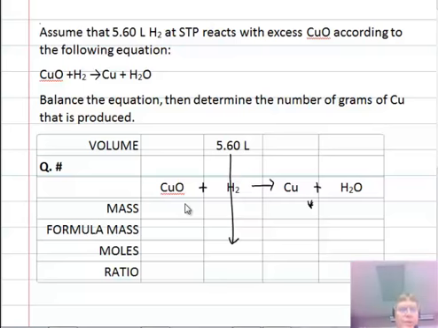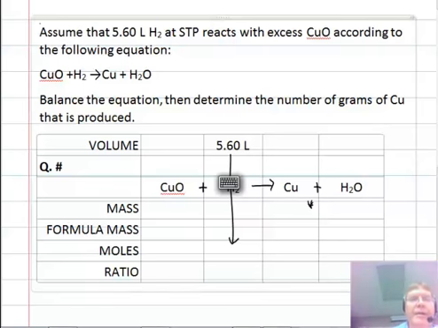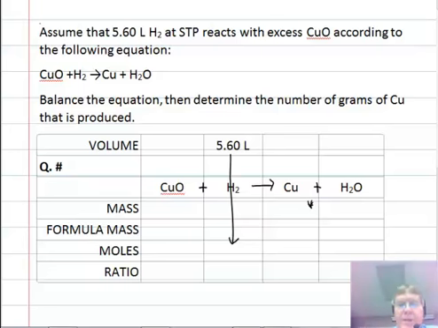Alright, we were told to make sure that the equation is balanced, so let's do that first. We have 1 copper on this side, 1 copper on the right side, 1 oxygen on the left side, 1 oxygen on the right, 2 hydrogen on the left, and 2 hydrogen on the right. So that equation is balanced. Okay, and we could put our ratios in down here. Those are all ones. We also need the molar mass, or formula mass of copper, and that is 63.546 grams per mole.